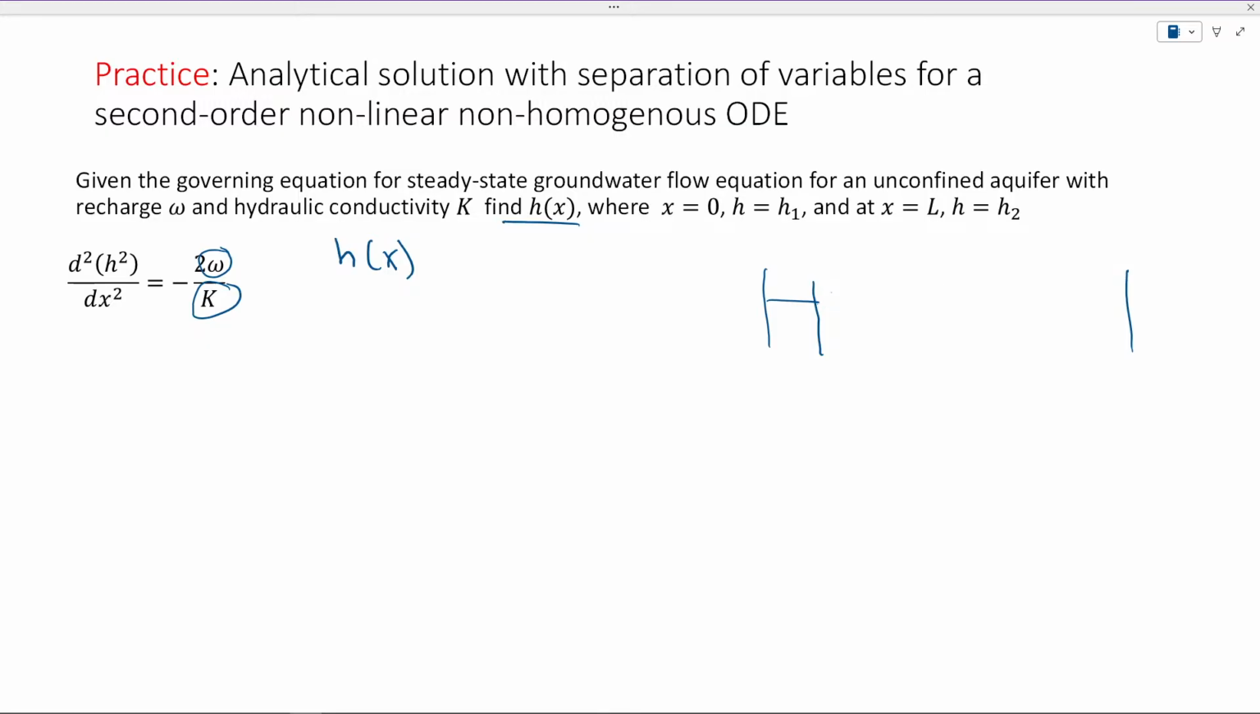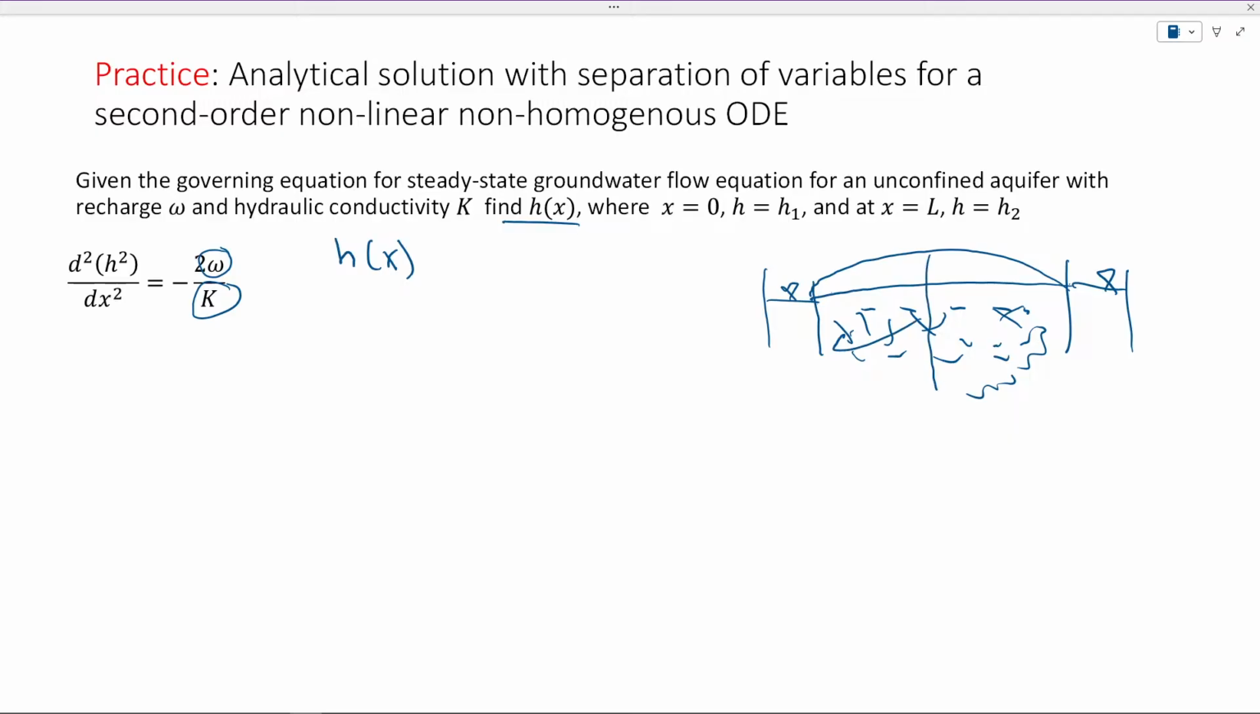Without recharge, you have a river here and a river here, and here is your aquifer. But with recharge, you will get something that looks like this, and you will have a groundwater divide where part of the water will flow here and the other part of the water will flow here. If you remember this problem, the boundary condition is given.